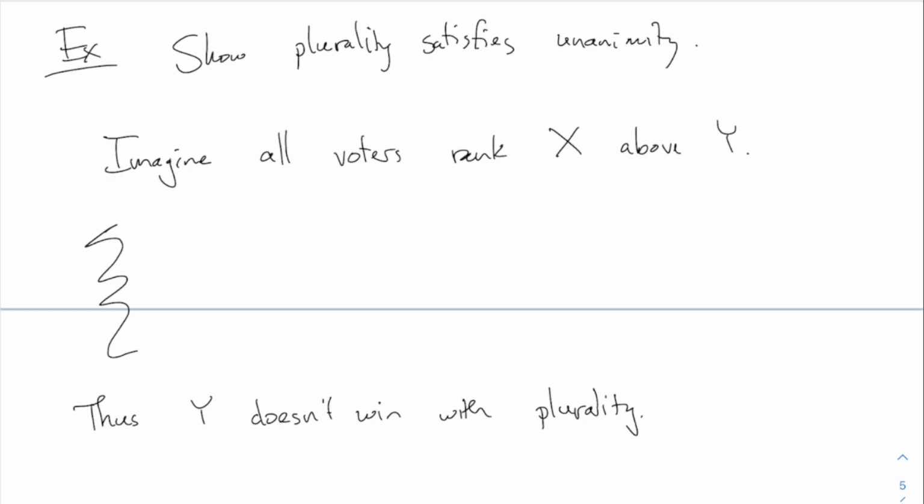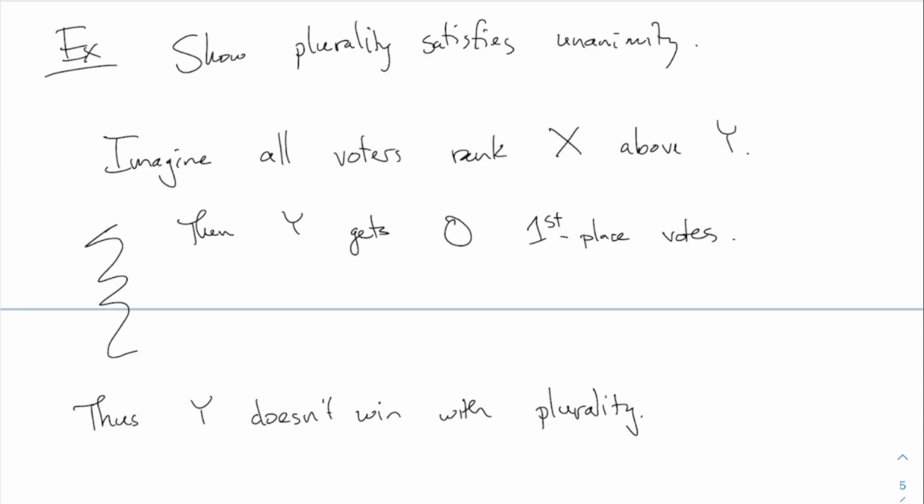All right? So if all voters rank X above Y, then Y gets 0 first place votes. Thus, Y doesn't win with plurality. There you go. All right.